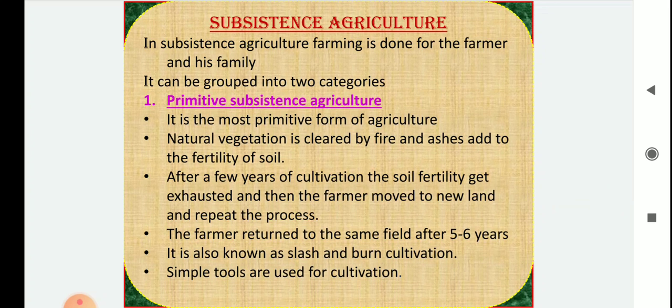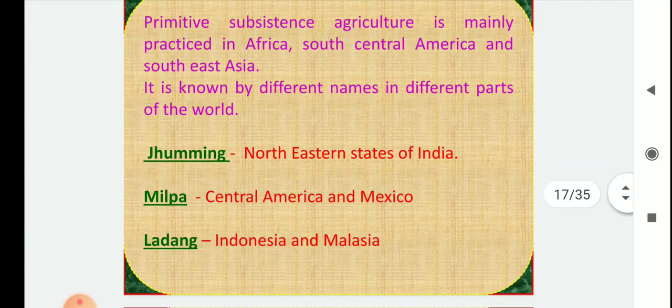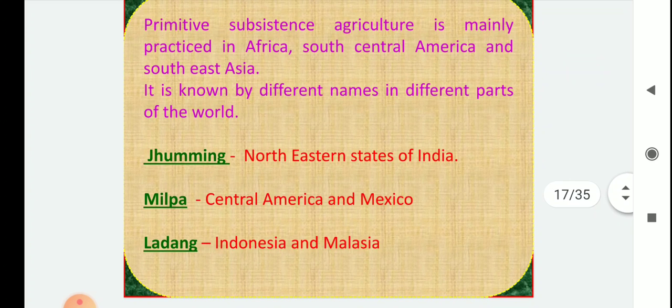It is the most primitive form of agriculture, and after a few years of cultivation, the soil fertility gets exhausted, and then the farmer moves to new land and repeats this process. It is also known as slash and burn cultivation. Simple tools are used here, and they do not use fertilizer. Primitive subsistence agriculture is mainly practiced in Africa, South and Central America, and Southeast Asia. It is known by different names in different parts of the world: jhumming in northeastern states of India, milpa in Central America and Mexico, and ladang in Indonesia and Malaysia. This part is very, very important, students.